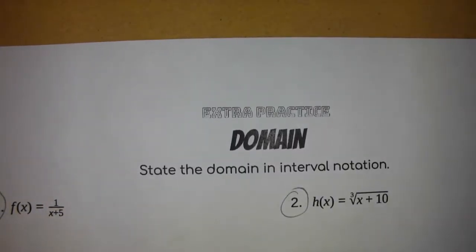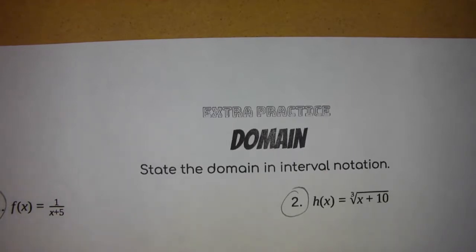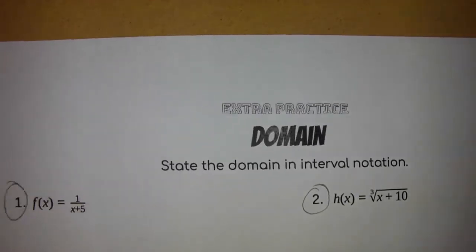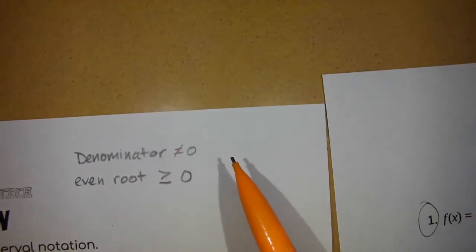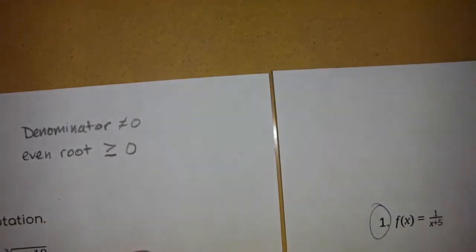Here we're going to take a look at domain. We're going to be given the function and we have to identify what the domain is using interval notation. There are two key things to keep in mind with domain. One, your denominator cannot be equal to 0.